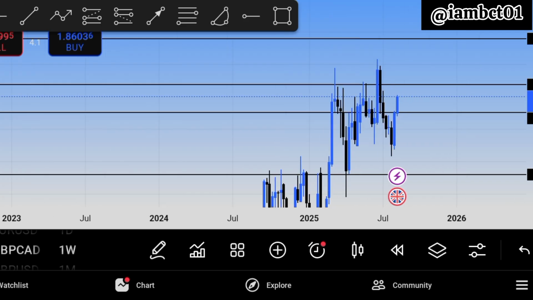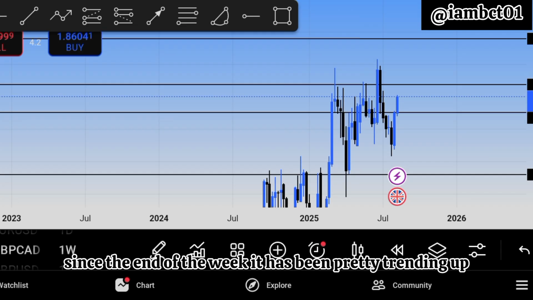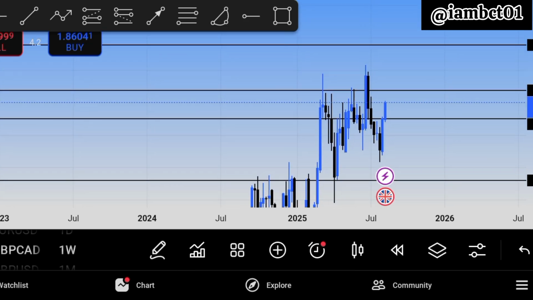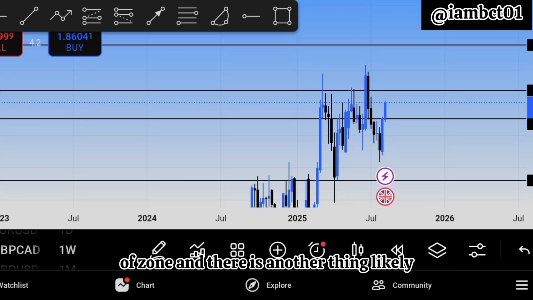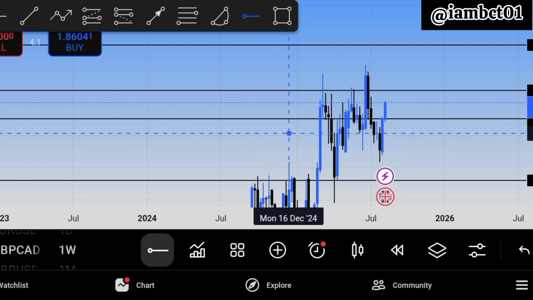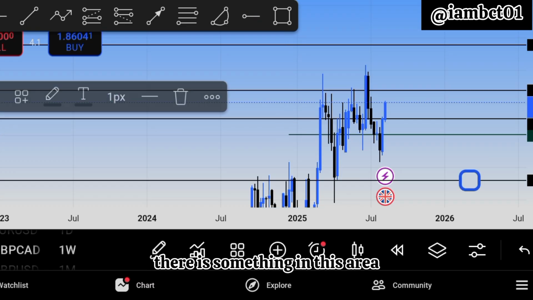Since the end of the week, it has been trending up. Immediately it closed above the zone, and there is another thing likely. What is likely in this area? Yes, there is something in this area.